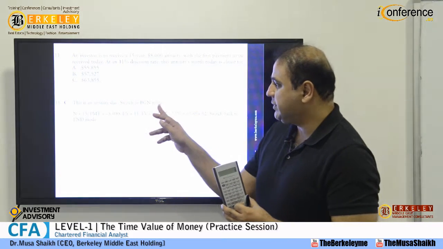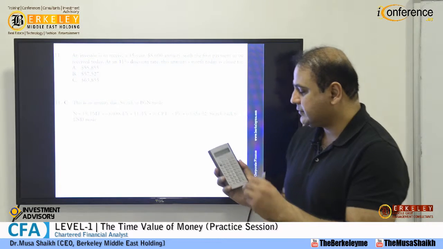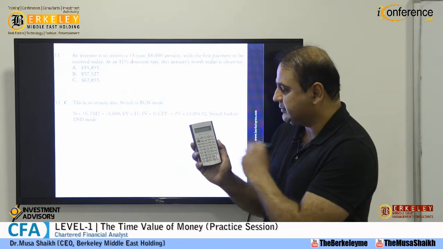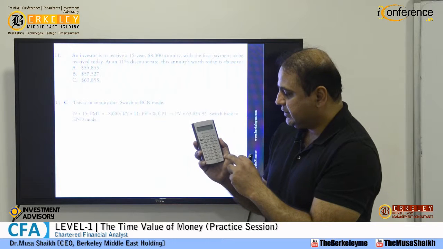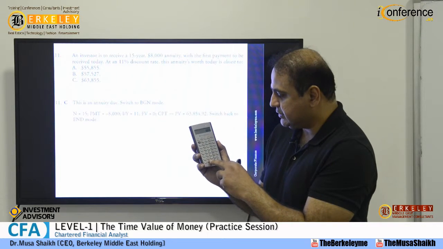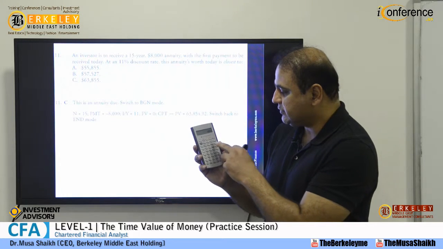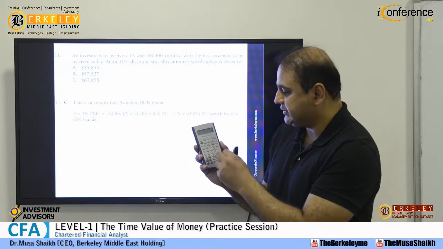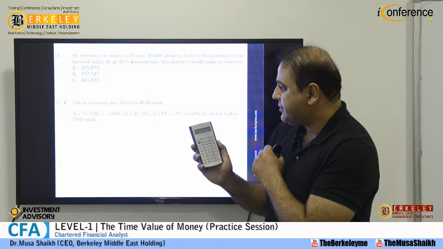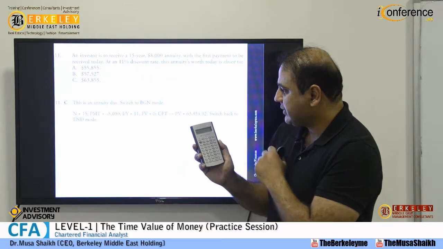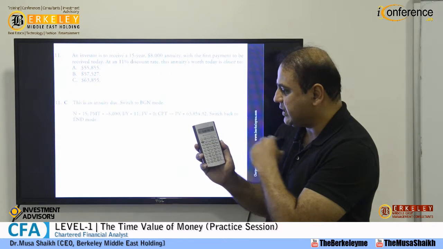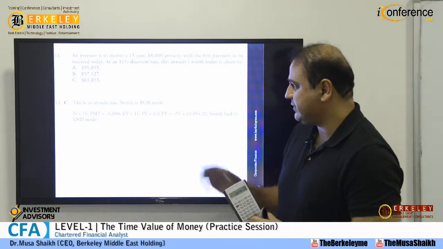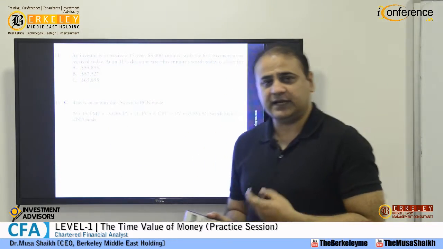Now once the calculator is in the beginning mode, I have to put in all this information, and it will go this way. I will enter 15 first, then I will press N. We want to receive 8,000, so I will enter 8,000 with a minus sign, and this will be my PMT. Then 11 is the percentage of discount rate, so IY is 11, and then 0 is the future value. So I can easily compute my present value, that is 63854.92, which is exactly the same figure, and C is the right answer for it.